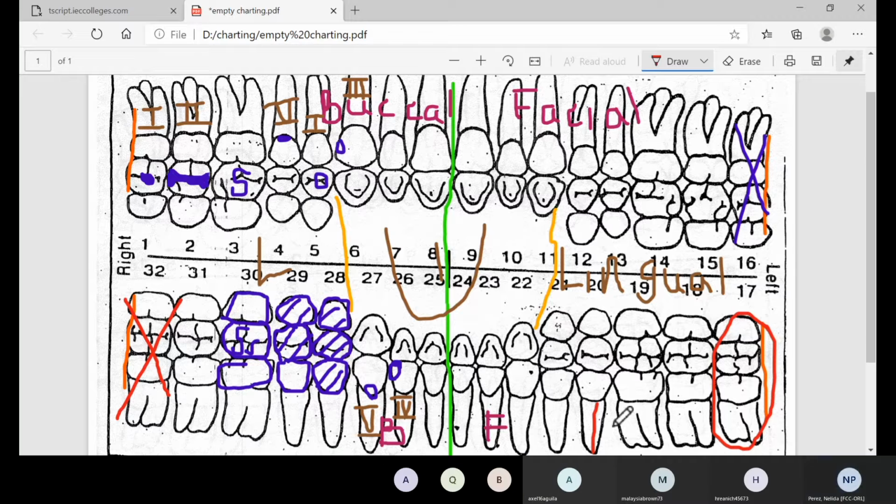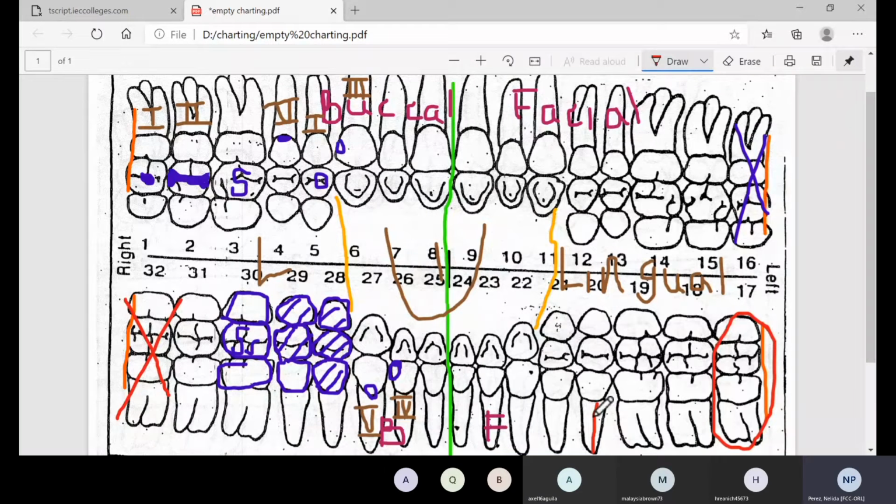Facial. No, this line right in here. It is on the facial side, but this time I am putting it in the root side, in the root. Root canal treatment. Yes, but it's in red, so it needs a root canal treatment. If it was in blue, it had a root canal already.